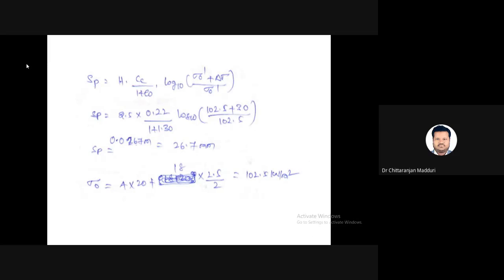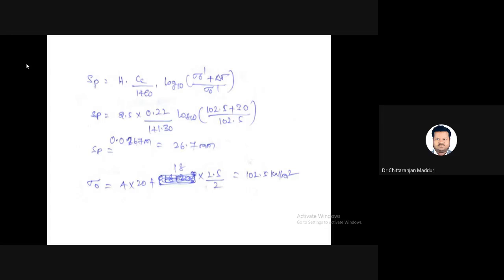So primary settlement equal to H into CC by 1 plus e naught into log 10 of sigma naught dash plus delta sigma by sigma naught dash. So H equal to thickness of clay layer 2.5 meters. CC is known as compression index. It is given in the problem 0.22 divided by 1 plus e naught, initial void ratio, it is given in the problem 1.30, into log 10. So sigma naught dash, effective stress at the center of the clay layer, we need to find this.